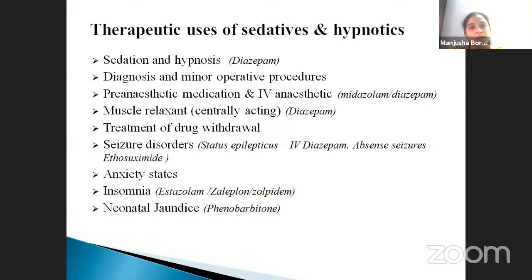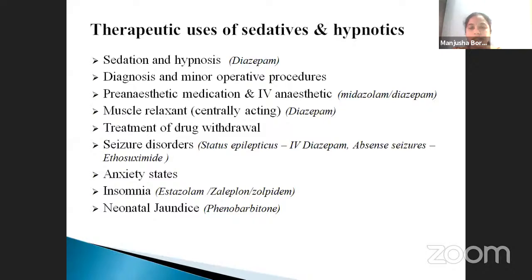Diazepam reduces muscle tone and is used as a skeletal muscle relaxant by a central mechanism. Sedative hypnotic drugs are also used in alcohol withdrawal or drug withdrawal cases to reduce the intensity of the drug withdrawal symptoms. Sedative hypnotic drugs have a selective anticonvulsant effect. In case of status epilepticus, IV diazepam is the first drug of choice.